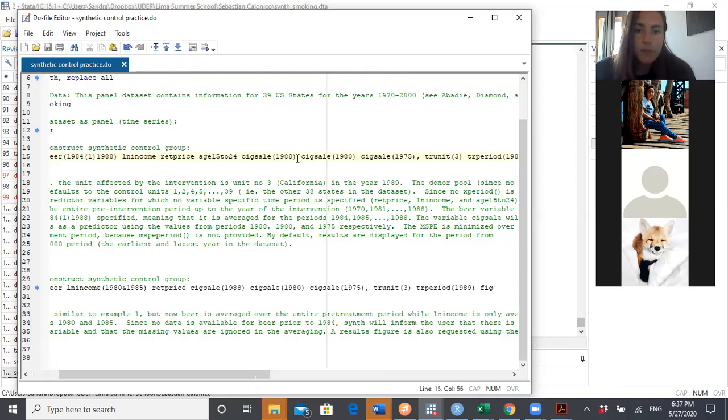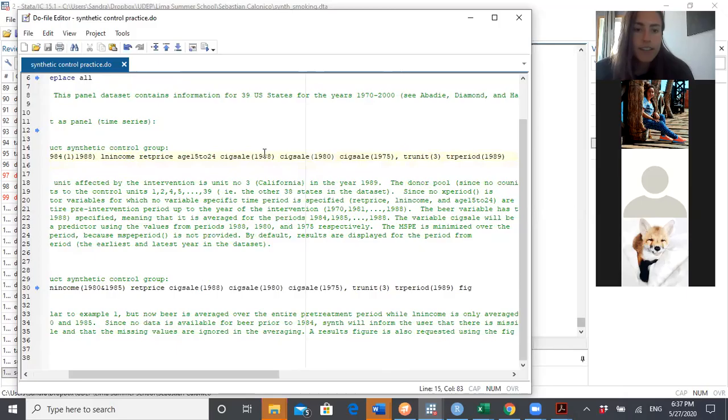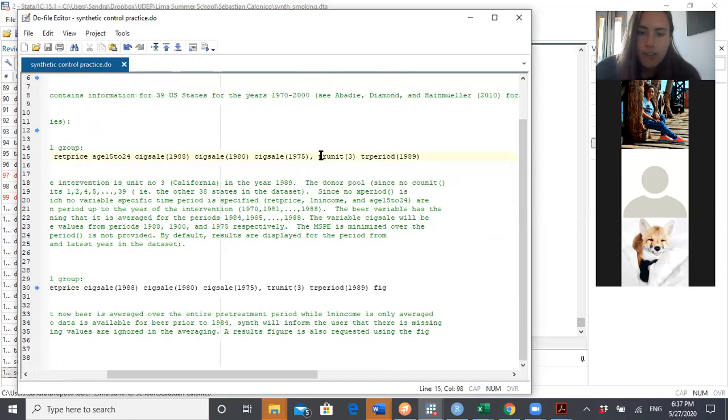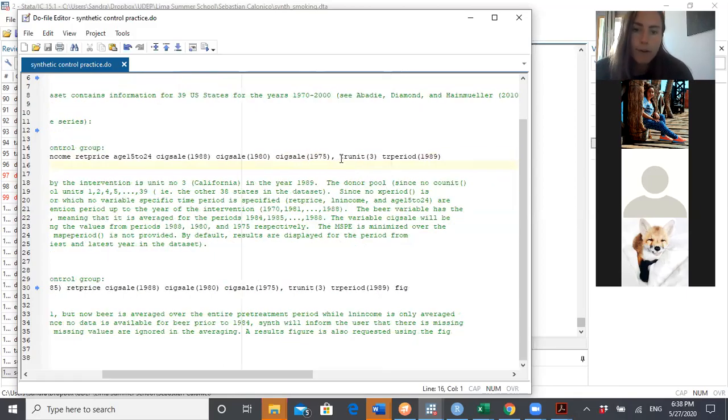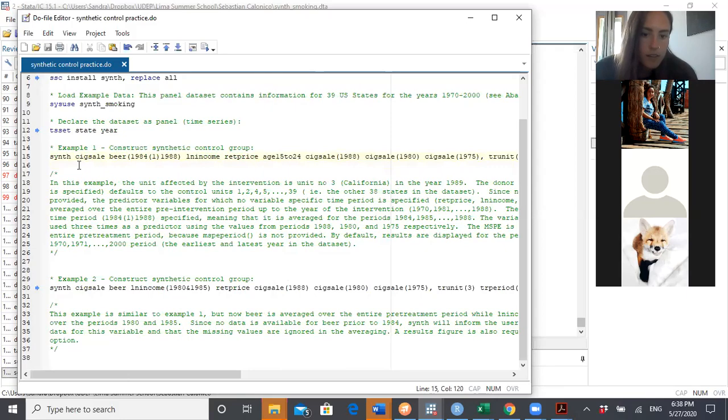And then also, as in the paper, they use cigarette sales in 1988, cigarette sales in 1980, and in 1975 as predictors. So we're including that. And then you put treatment unit 3, because that's what California is, the third unit, the treated unit. And then treatment period is 1989. Okay, so let's do that.